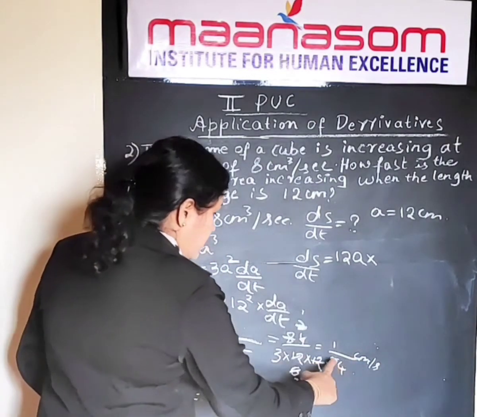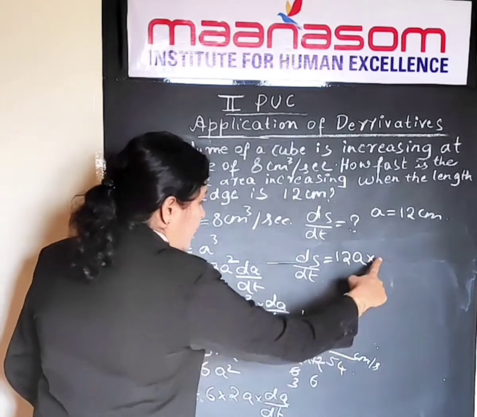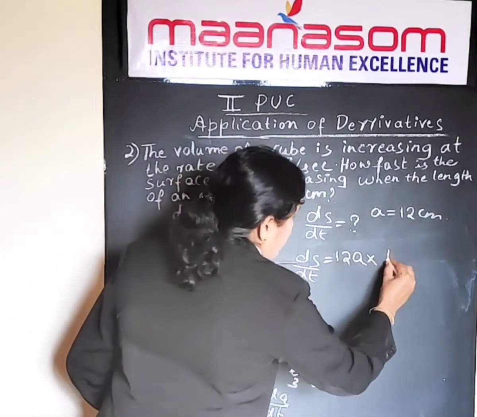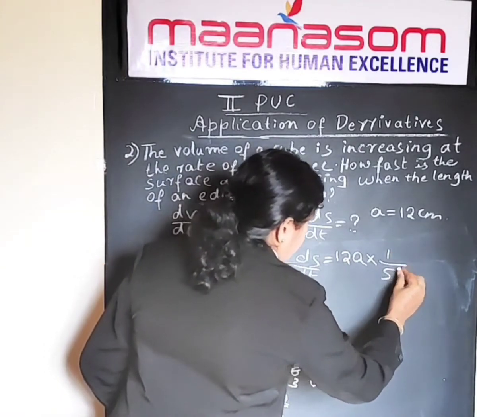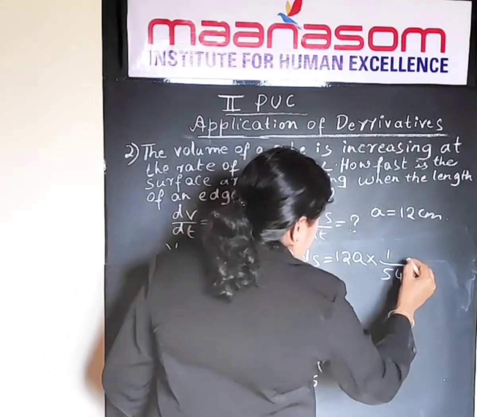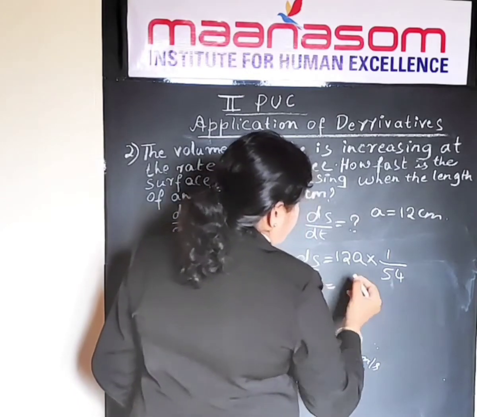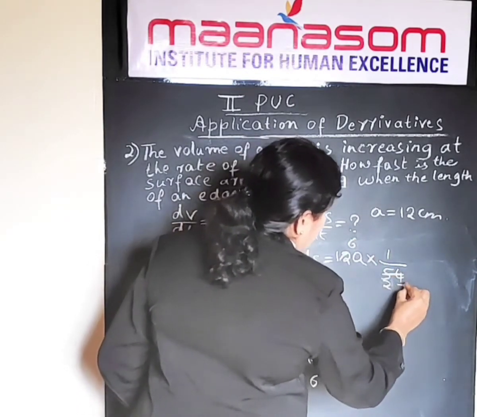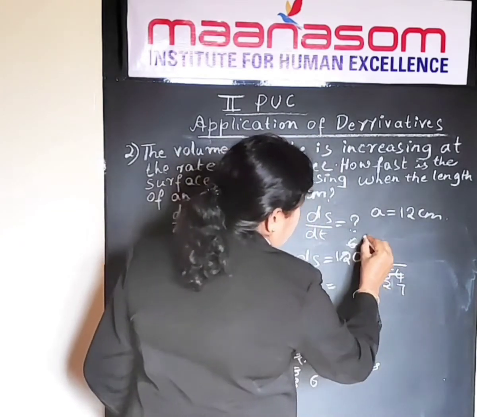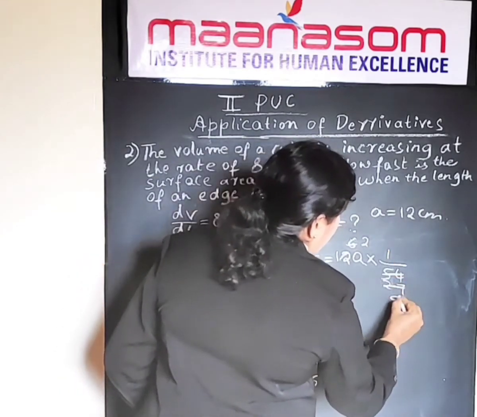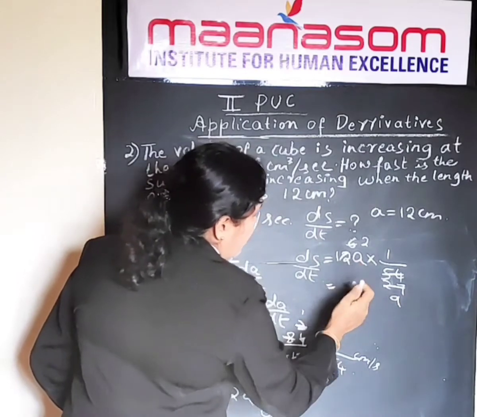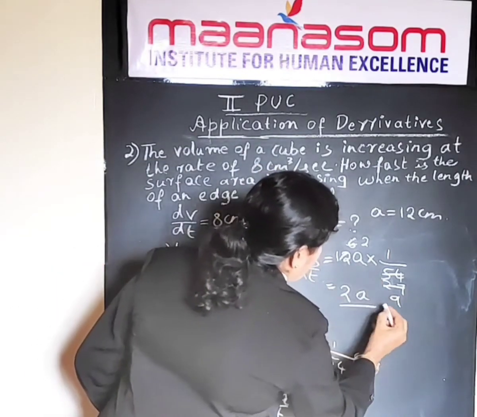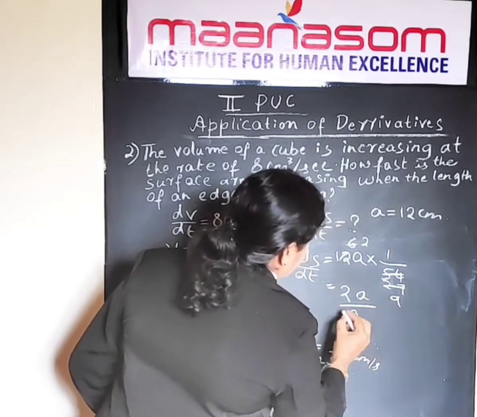Now let us put this value here. That is 12a into dA by dt. dA by dt is 1 by 54. So this will be 2 6s are 12, 2 2s are 4, 2 7s are 14, 3 2s are 6, 3 9s are 27. Let us put the value of a here. That is, what remains here? 2a divided by 9 is remaining here.